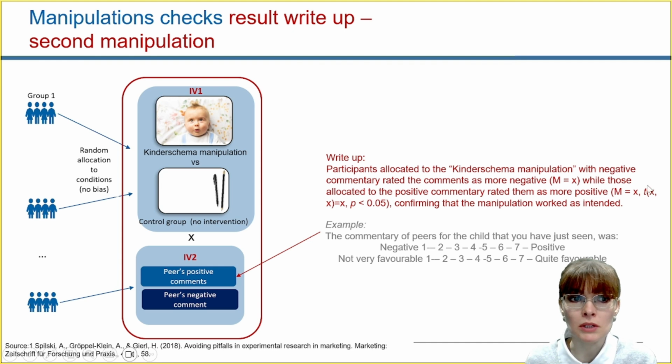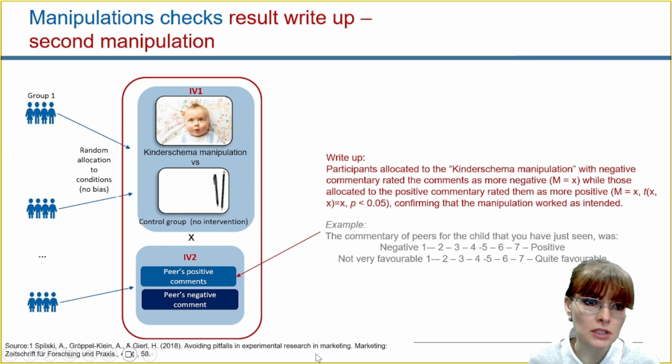And then you would put the mean in brackets for people allocated to this group in their answers to these questions, which you can use individually or you can aggregate. It's completely up to you. And at the end, you would say confirming that the manipulation worked as intended.